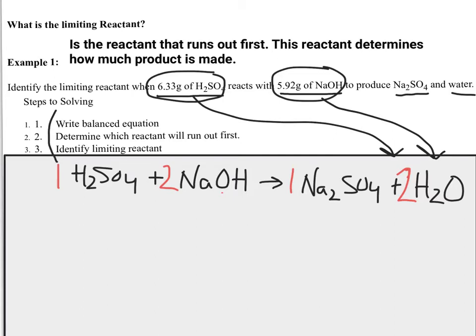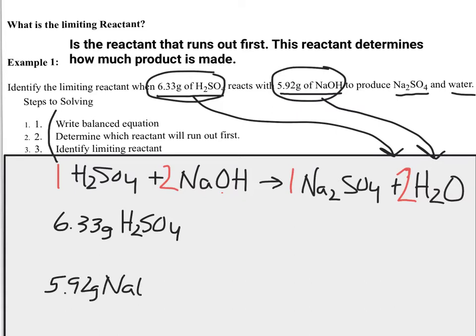So here's what I'm going to do. I'm going to take my reactant of 6.33 grams of sulfuric acid, H2SO4, and I'm going to take my 5.92 grams of sodium hydroxide, and I'm going to convert them both to water. If I know how many grams of water are made, whichever one makes the least amount, I know that will be the reactant that runs out first. Whichever one runs out first will show me what my limiting reactant is.